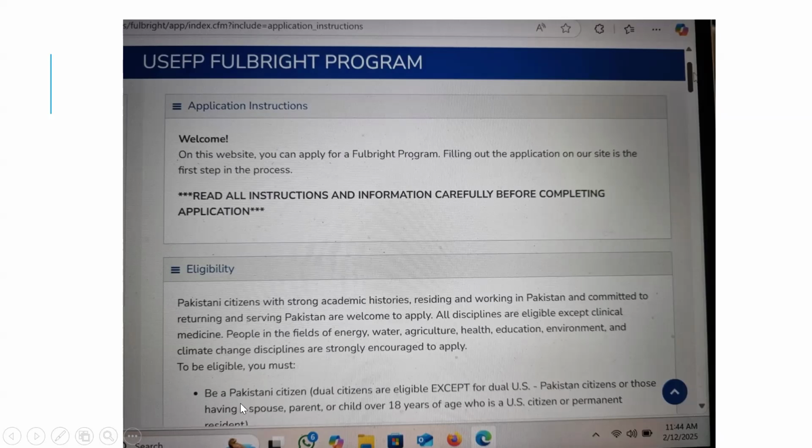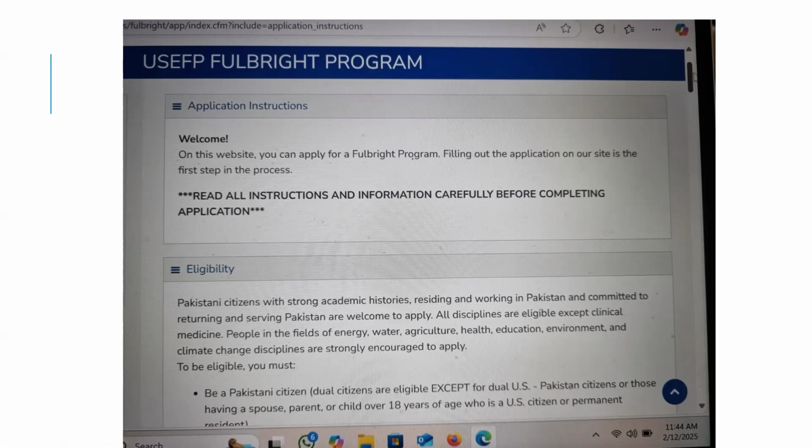So you need to be a Pakistani citizen. Dual citizens are eligible except for dual U.S. nationals. So U.S. Pakistani citizens are not eligible to apply. But if you are a Pakistani citizen and a citizen of another country, then you can apply. And same is the case with those having a spouse, parent, or child over 18 years of age who is a US citizen or permanent resident. They are also not eligible to apply.